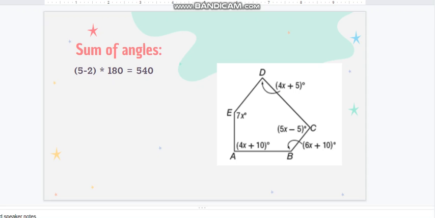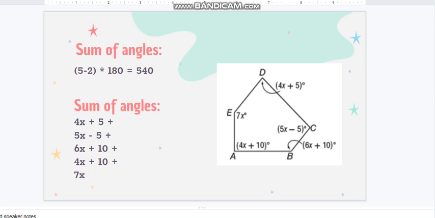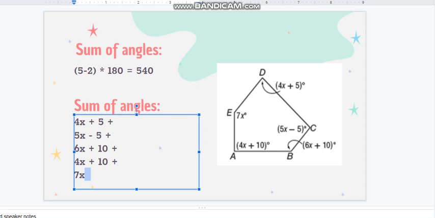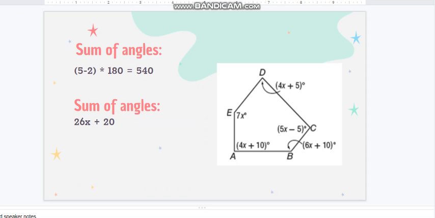I also know that the sum will be all of these things added together. The sum is 540. I know that because of my formula. I also know that it's all of these things added together because common sense, right? This plus this plus this plus this plus this. That's all of the interior angles. So that's also the sum of the angles. And it simplifies to 26x plus 20.